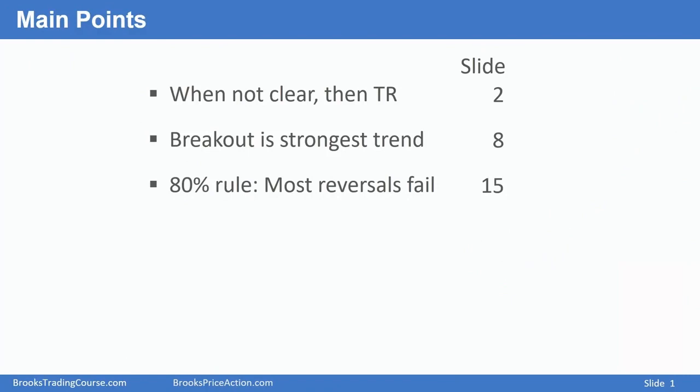An important point when you're looking at any chart is that if it's not particularly clear, the chart is in a trading range. Next, I want to talk about how trends can be in a breakout phase or a channel phase, and the breakout phase is the strongest part of a trend. And finally, I'll talk about the 80% rule. Markets have inertia, just as trading ranges tend to resist breaking out. 80% of breakout attempts fail within a trading range. When the market's in a trend, it's constantly trying to reverse, but 80% of the reversal attempts will fail.